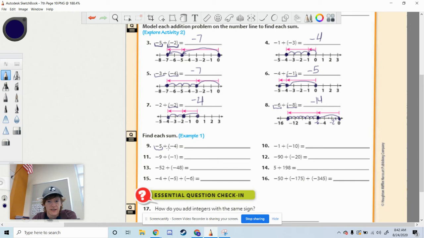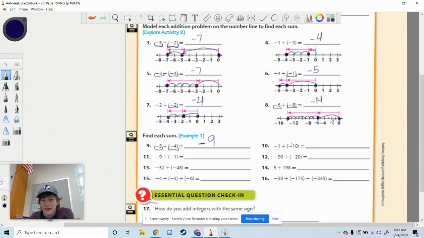-5 plus -4. I notice these are both negative, so I am just going to combine these. If we have -5 and -4 more, well, that's going to give us 9. But we have to remember that that is a negative sum because these are both numbers that are negative.